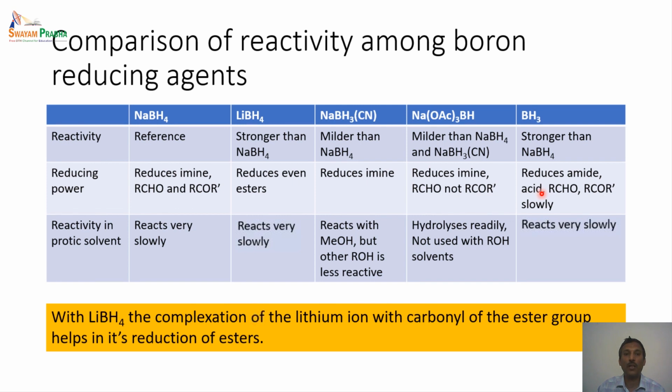So when we have different types of carbonyl compounds, we can selectively choose one of the reducing agents to reduce the corresponding carbonyl groups. And of course, when we talk about the reactivity in a protic solvent, sodium borohydride reacts very slowly in a protic solvent. Sodium cyanoborohydride reacts with methanol but does not react with other alcohols. And sodium triacetoxyborohydride hydrolyzes very readily. So that is the reason it is not used in alcoholic solvents. So when we choose the solvent for the reaction, it is very crucial that the reducing agent should not react with the solvent.